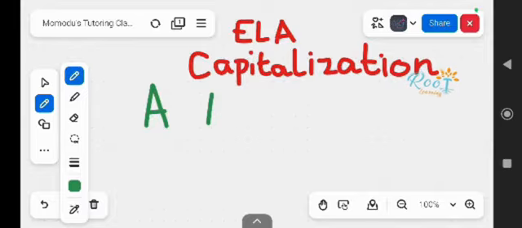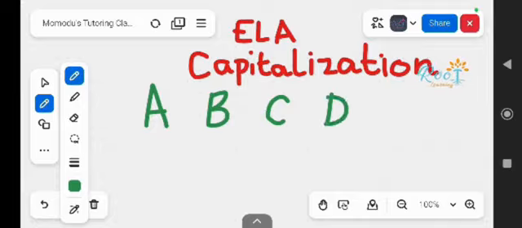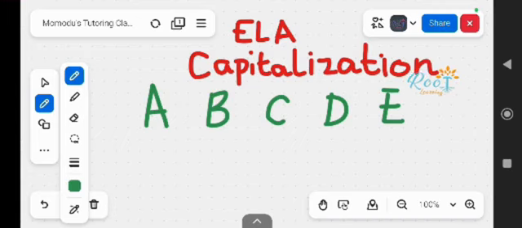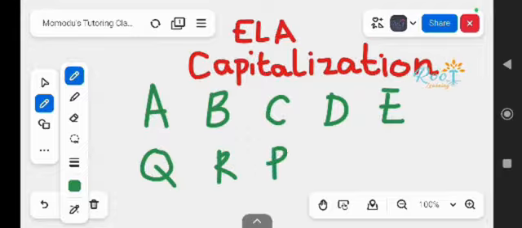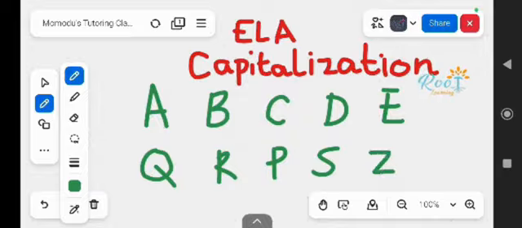A, B, C, D, E, Q, R, P, S, Z. If you look closely at these letters on the screen, you can see that these letters are written in the upper cases. Today, we want to know how do we use the upper cases correctly in the English language. And the process of using upper cases correctly in the English language is called capitalization.